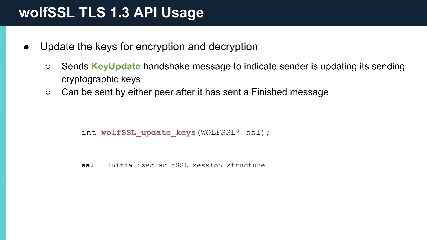One of the neat things in TLS 1.3 is there's a new key update handshake message. In prior versions of TLS, to rekey, you'd have to shut down the session and reestablish it. In TLS 1.3, you can just send a key update message anytime after the handshake has completed, and it'll cause a rekey procedure to happen between the client and server. Whenever you want that to happen after your handshake is finished, you can just call wolfSSL_update_keys with a pointer to your wolfSSL structure.